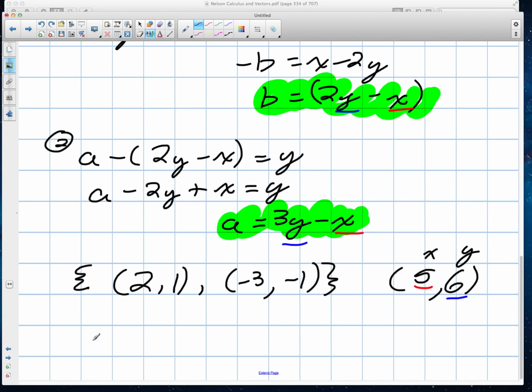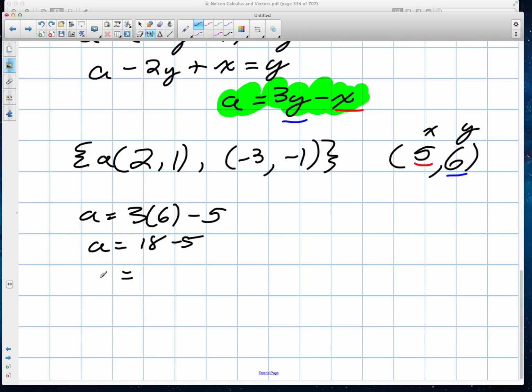So when we go to plug it in, we'll plug in a first, since a is technically for this vector here. We get 3, y is the number 6, and the number 5. A is equal to 18 minus 5. A is equal to 13. Okay? So the very first part of this set, we know that 13, 2, 1, and then let's figure out what the other one is.